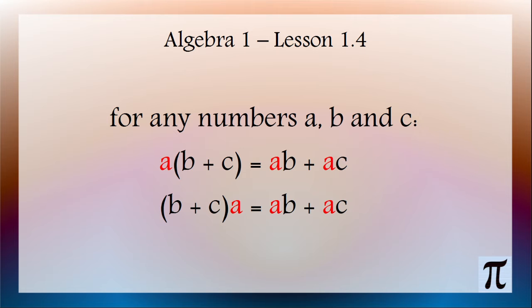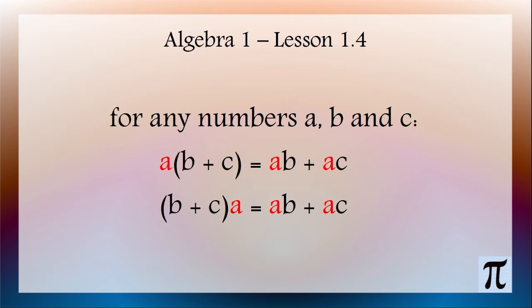For any numbers a, b, and c, when you multiply a times the quantity b plus c, the a is distributed to the b and the c. So a times (b plus c) equals a times b plus a times c.